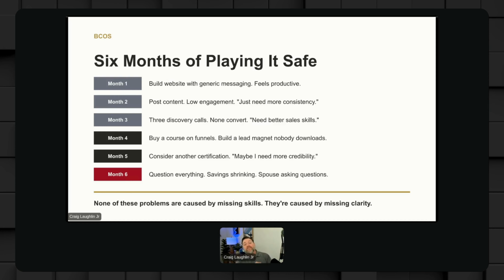In month 6, this is where it gets real and this is where it gets painful. Savings are shrinking. Your spouse or your partner, whoever's in your corner, they're asking uncomfortable questions. "Hey, Craig, how's the business going?" And you don't have a good answer. Every single one of those months was fixable before it started. If the niche decision had been made, if the positioning had been clear, you wouldn't have needed better sales skills because you would have been talking to the right people. You wouldn't have needed a funnel course because your messaging would have attracted the qualified prospects. The safety pick doesn't just cost you clients, folks. It costs you time. And time is the one thing you can't get back.